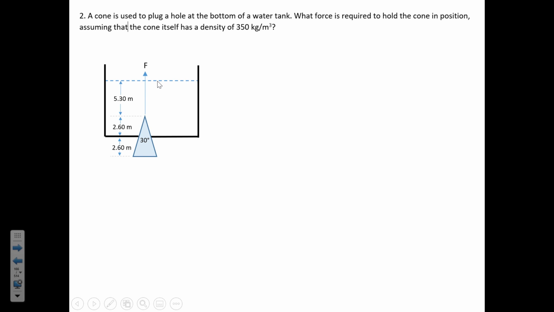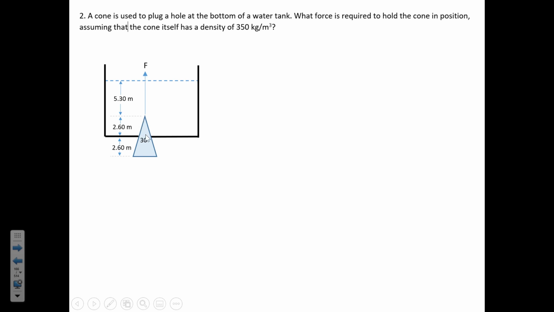But what's the other component besides the weight of the cone itself that this force is going to have to resist? The hydrostatic force coming down vertically from the weight of the water, not only in the cylinder above the cone, but also the weird sloped cup shape on top of the cone. Okay. Right, right.